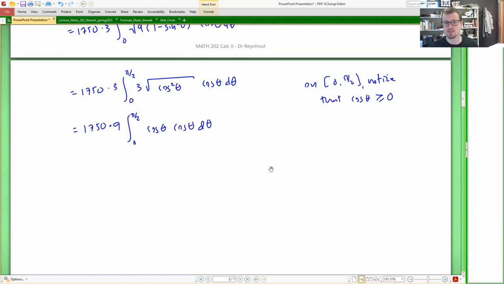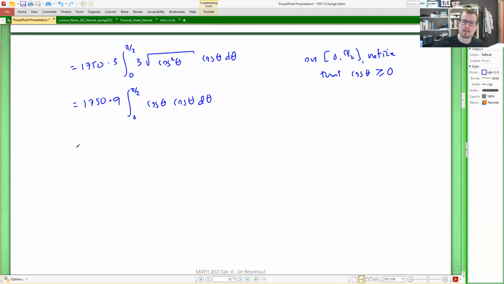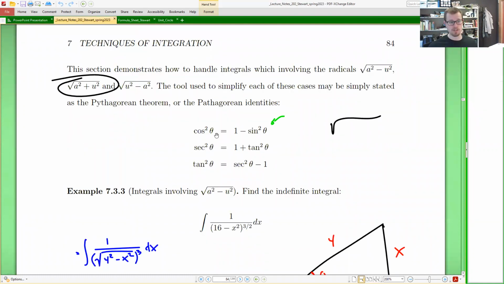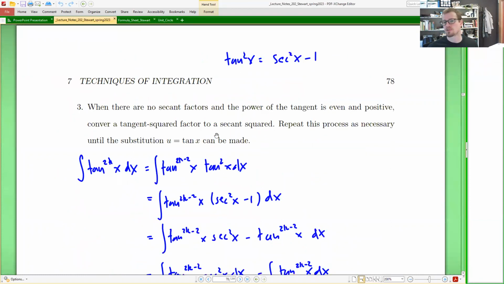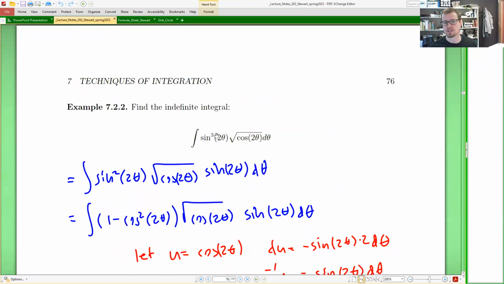So we've reduced this to a trigonometric integral, and this is not so bad. So 1,750 times 9 times the integral from 0 to pi over 2 of cosine squared theta d theta. And we might say to ourselves, well, I'm not sure what to do, and that's perfectly fine. This is a learning process. So we go back to our lecture notes where we learned these wonderful things, and we scroll back to the section on what substitutions we need to make for trigonometric integrals.